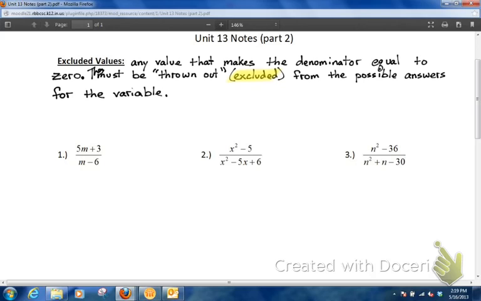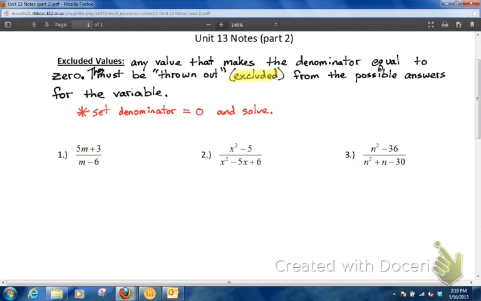So, in other words, if you're saying 7 would make the denominator 0, then 7 is an excluded value and it cannot be an answer for x or for m or for q or whatever the variable is. What we're going to show next is how you actually find the excluded value, and the simplest way is to set the denominator equal to 0 and solve. So we're going to get right into it with example 1.